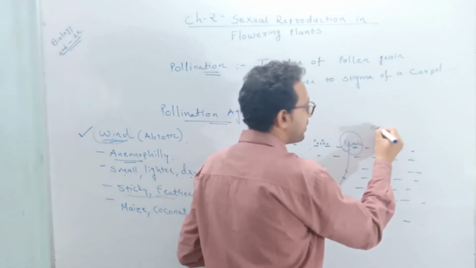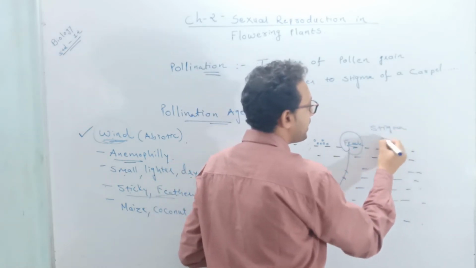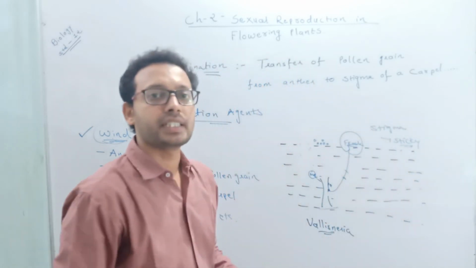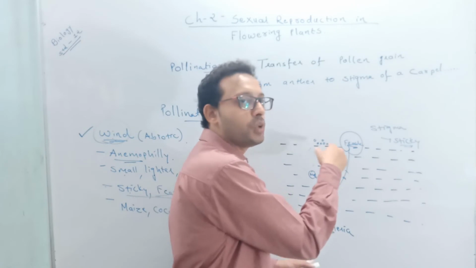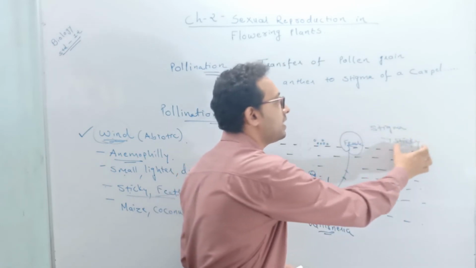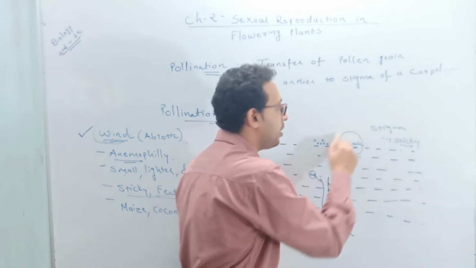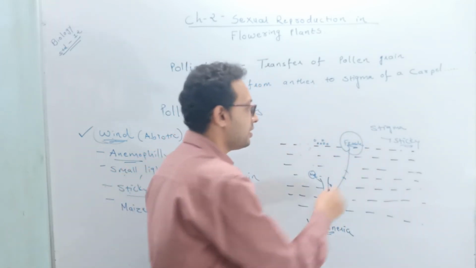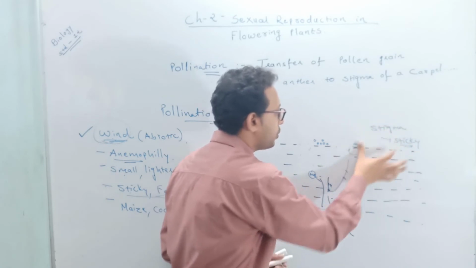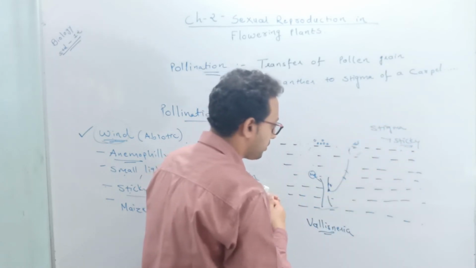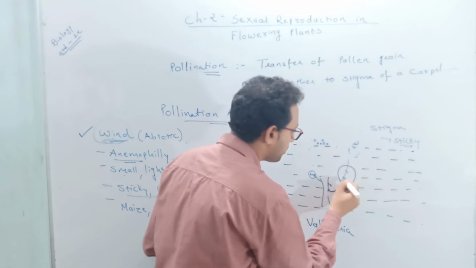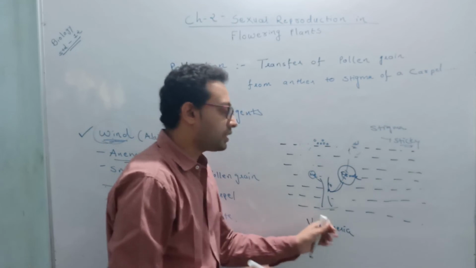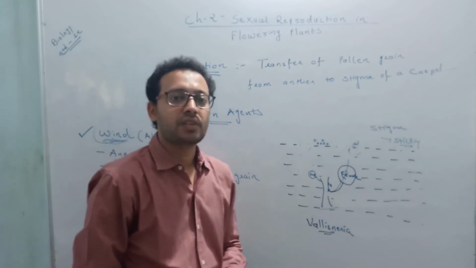The stigma of this female flower is sticky. So the pollen grains flowing in the water current can easily attach to this sticky stigma of the female flower. Once it is attached, the female flower again goes back into the water. So this type of pollination occurs in the case of Vallisneria.